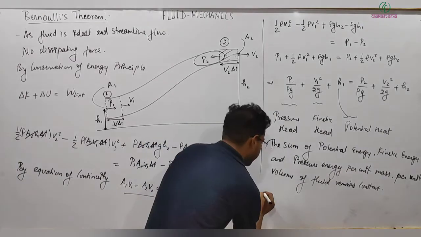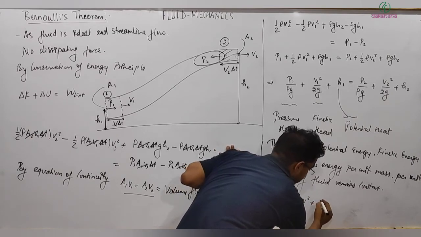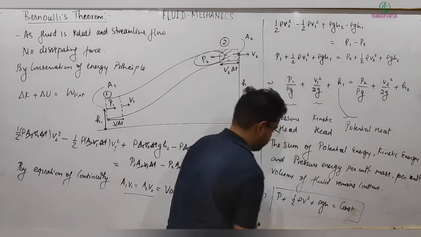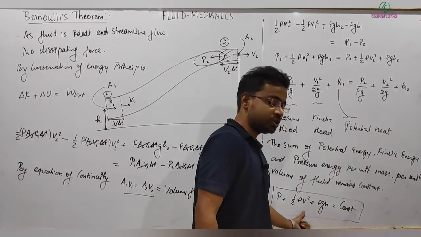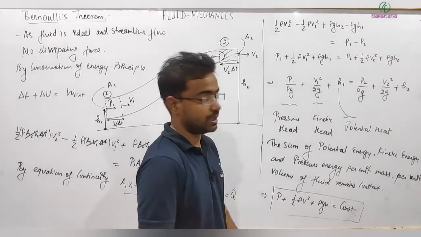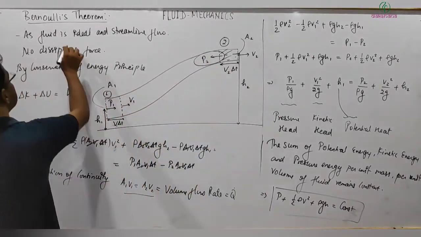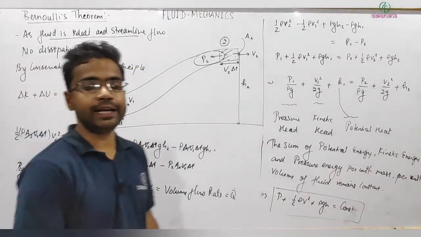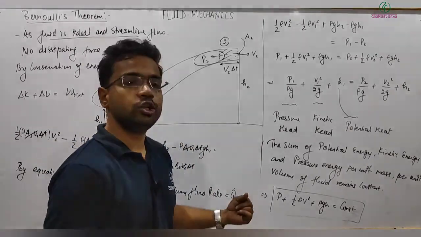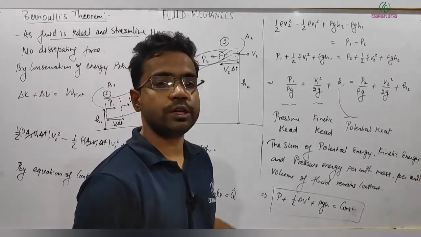And by that I can write this as P plus half rho V square plus rho G H is equal to constant, or you can write P by rho G plus V square by 2G plus H is equal to constant. This relation is called Bernoulli's principle, Bernoulli's theorem. It's very important. Another point, remember, the fluid should be an ideal fluid with streamline flow. Under that condition you will be able to apply this Bernoulli's principle. If it is a real fluid, in that situation it will not work.